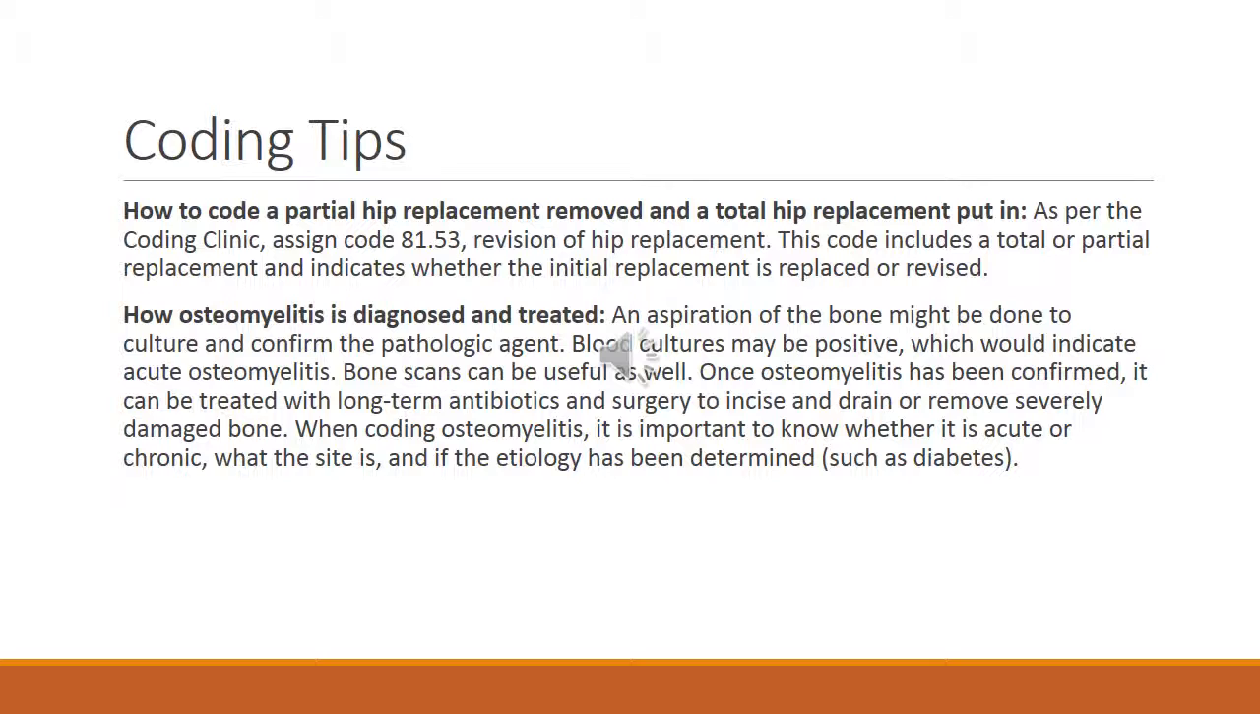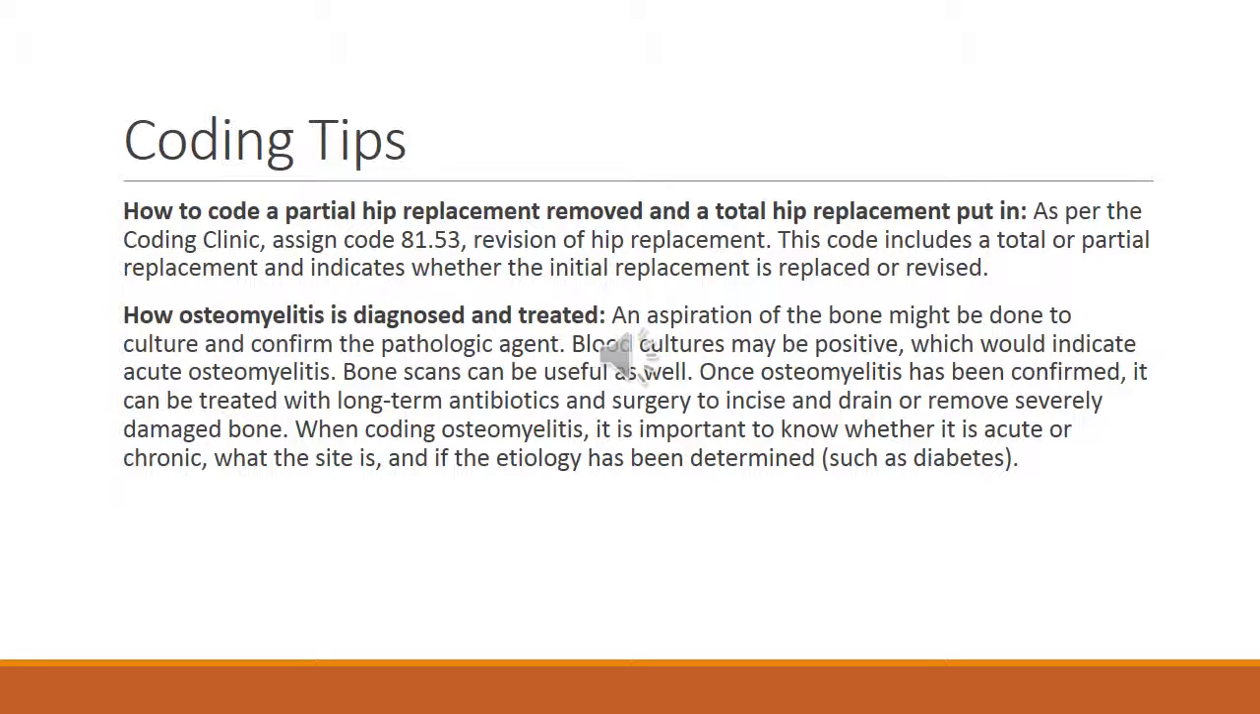Okay, now how to code a partial hip replacement removed and a total hip replacement put in. As per Coding Clinic, assign 815.53 Revision of Hip Replacement. This code includes a total or partial replacement and indicates whether the initial replacement is replaced or revised.